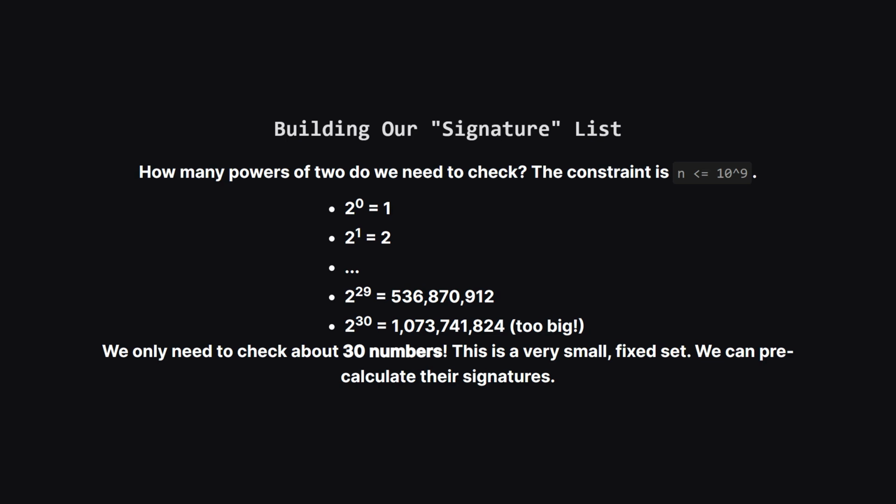Now, you might be thinking, aren't there infinite powers of 2? Well, yes, but the problem's constraint on n being less than or equal to 1 billion helps us. The largest power of 2 that's still under a billion is 2 to the power of 29. Anything bigger has too many digits. This means we only need to check about 30 different powers of 2. That's a tiny, fixed set of numbers we can easily work with.